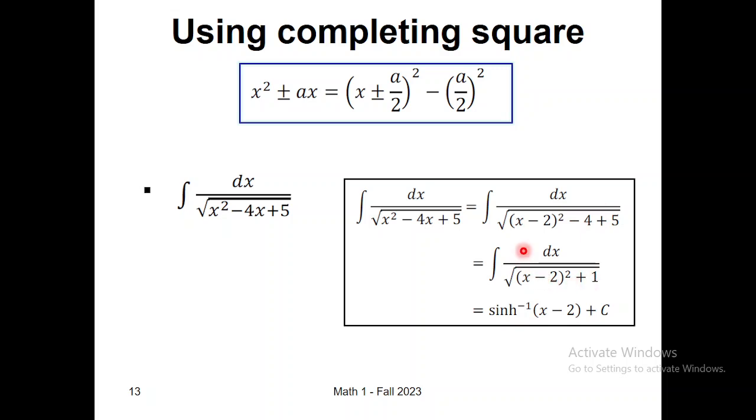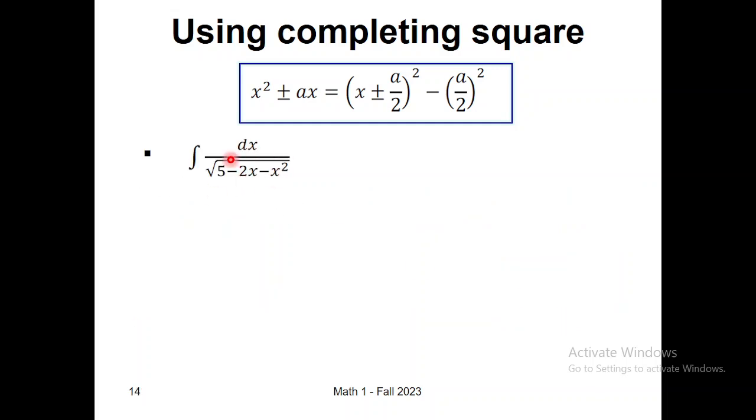So now imagine that we have 1 over root of x squared plus 1. This is sine inverse. But x is shifted, so we have to put the same shift in the output.